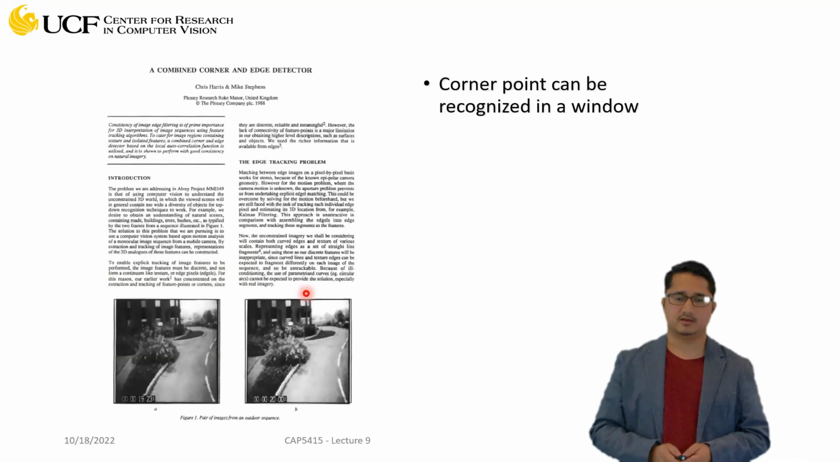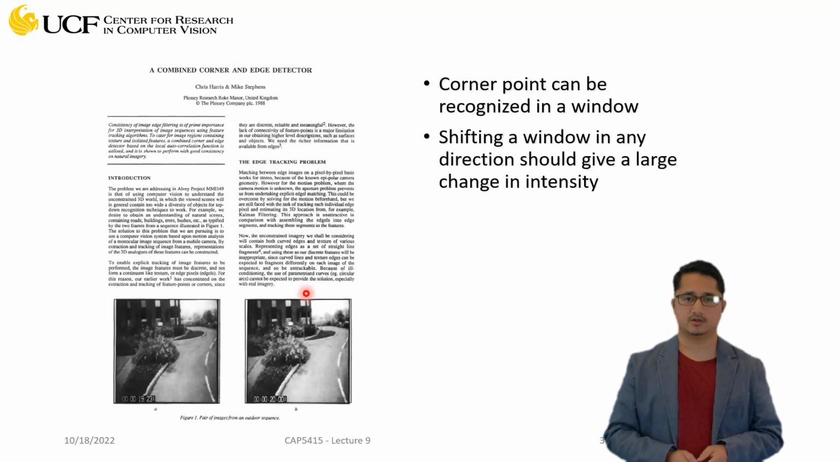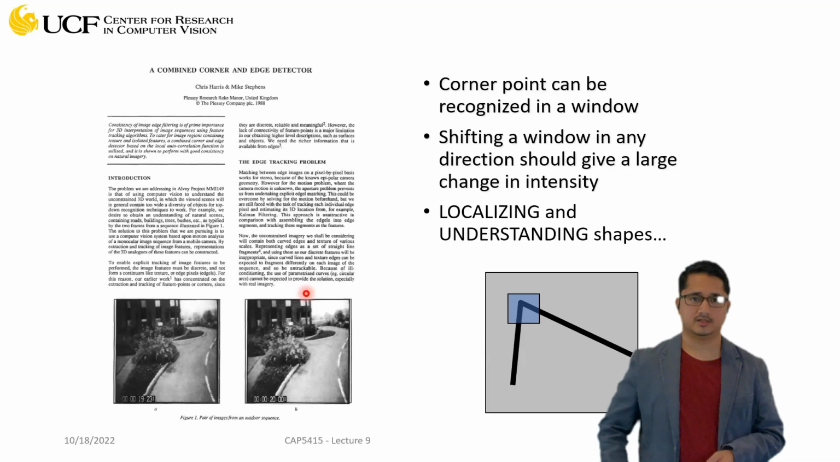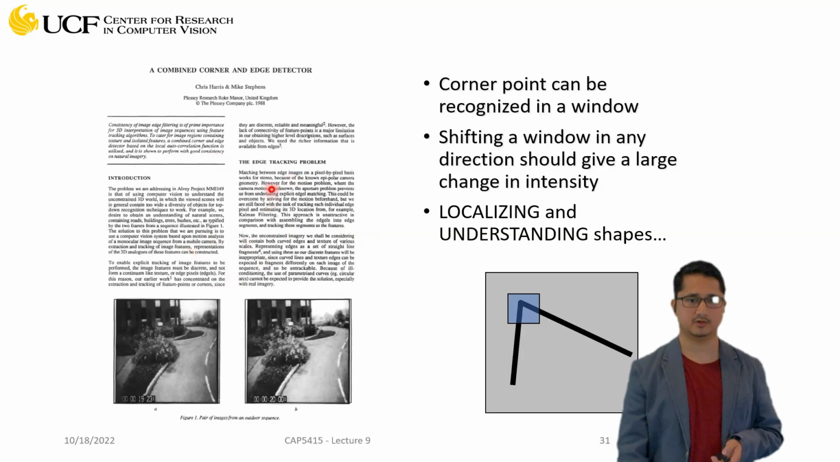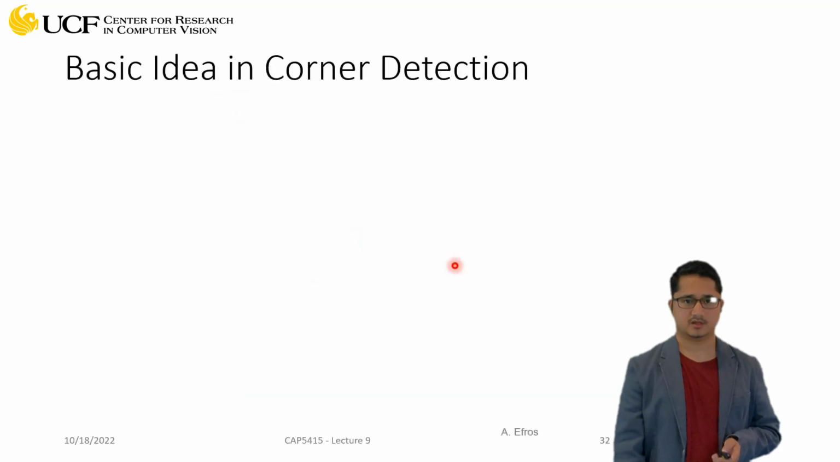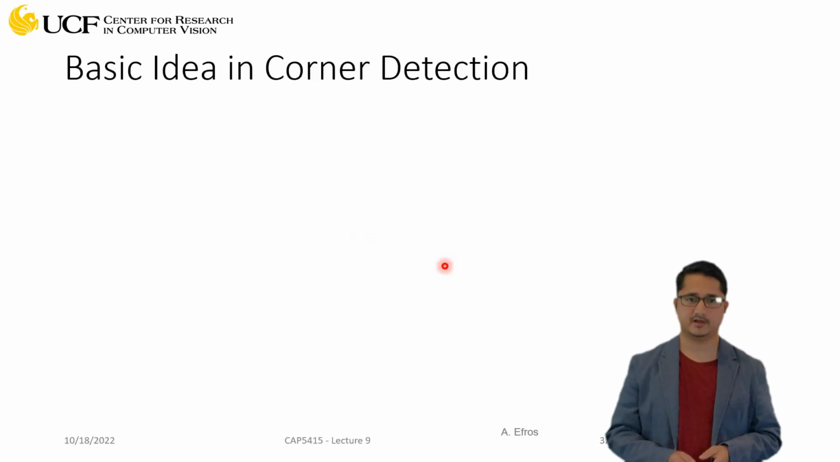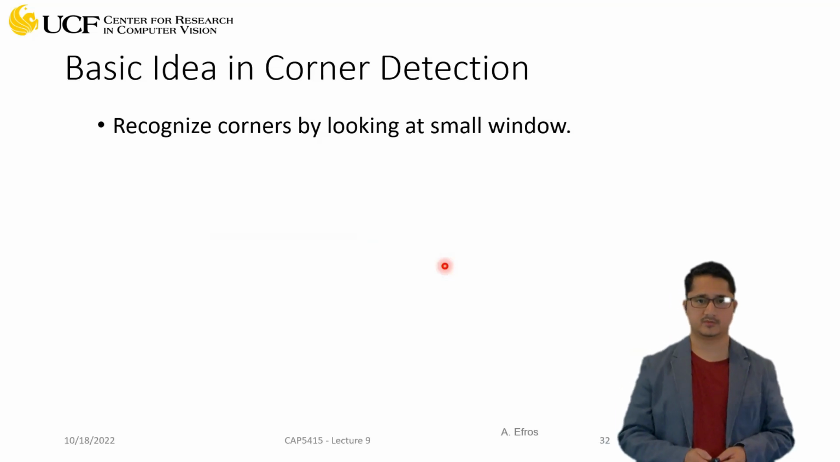Now, let's go through one of the corner detection algorithms. And the idea here is we'll try to find these corners where different edges are actually meeting. And this is from this very famous paper. Okay, so it's called the Harris corner detector. And let's go over the basic idea of this algorithm.